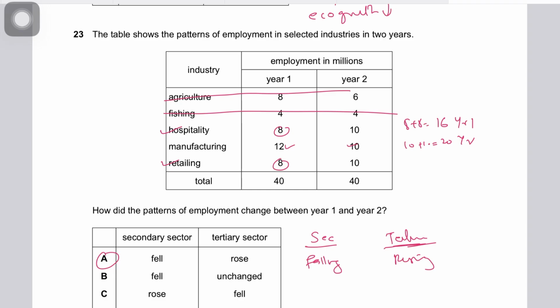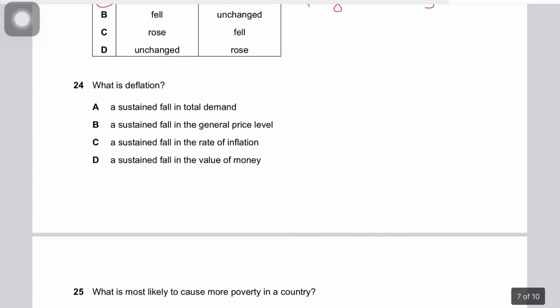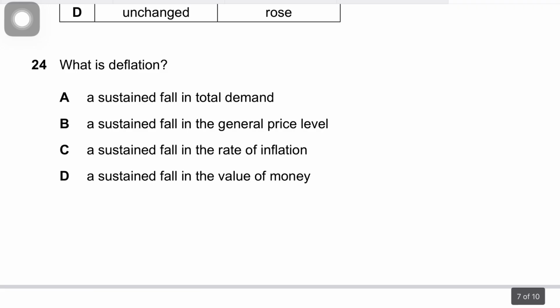Okay. Question number 24, what is deflation? Pretty simple. Deflation refers to a sustained fall in the general price level. It means that average prices of goods and services across the economy are falling over time. It's also known as negative inflation. Remember, in deflation, the cost of living ideally falls due to falling price levels, and the real value of money rises. Question number 24, the answer has to be B, a sustained fall in general price level.